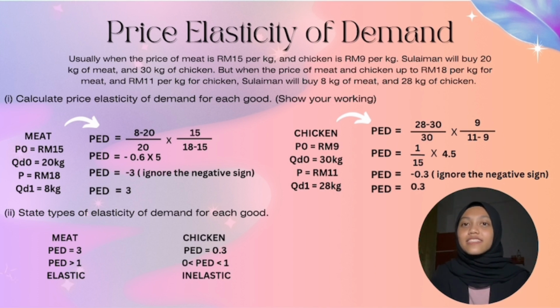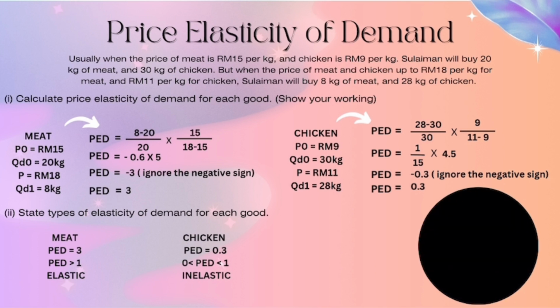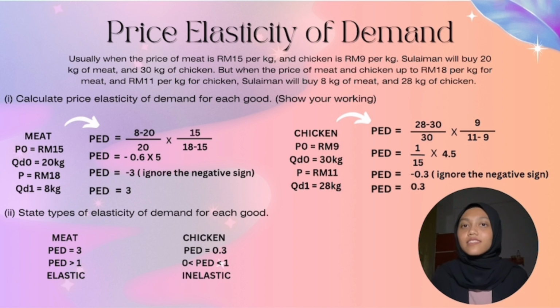Next question is state type of elasticity of demand for each good. From the calculation, we know that the type of elasticity of demand for meat is elastic. Demand is relatively responsive to the price changes. A change in the price of the good causes a bigger percentage change in the quantity demanded. As price increases by 5%, the quantity demanded for meat will decrease by 0.6%.